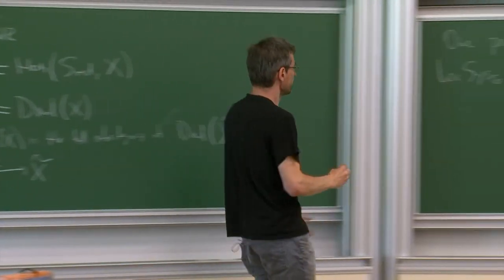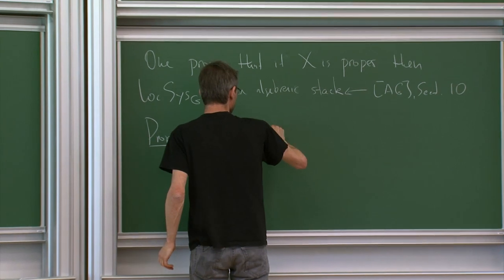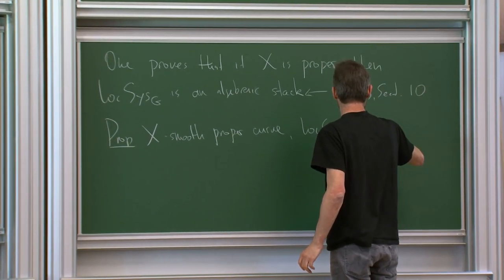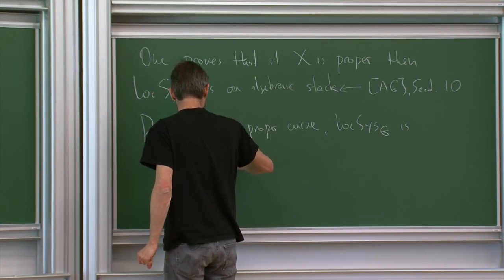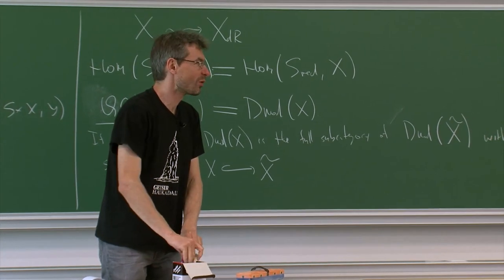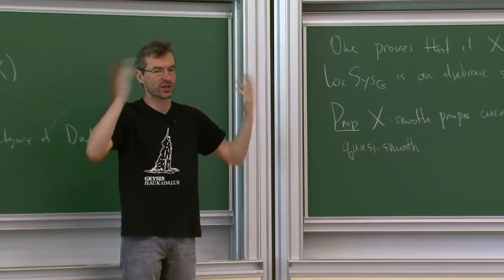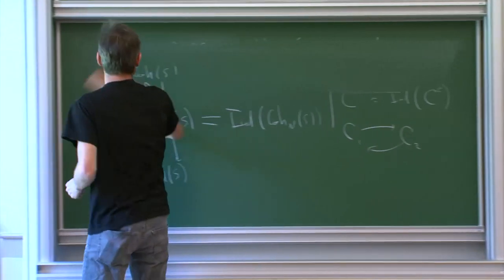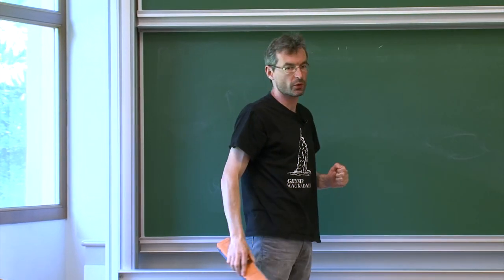Now let me state a proposition: if X is a smooth proper curve, Locsys G is quasi-smooth. Let me give you a token calculation of how you do these things. For this to make sense, you first have to prove that it's an algebraic stack, but that you prove by some very general arguments. This you prove by some very concrete arguments. You compute something. What do you compute? You have to compute the tangent space at points and see what cohomologies you get.